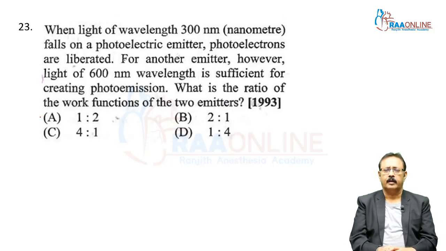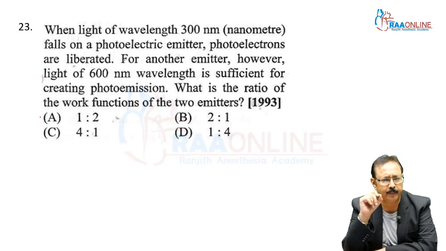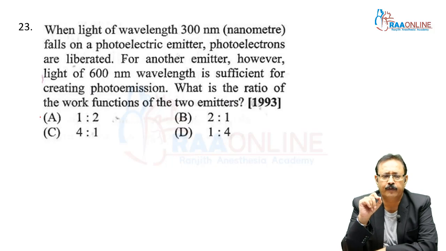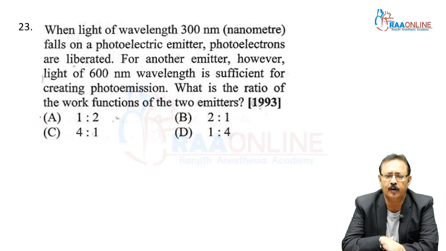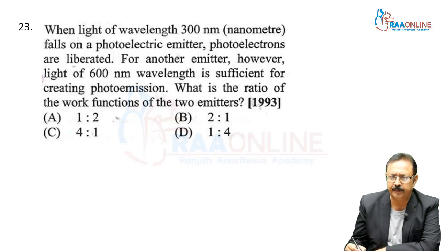23rd, it is from 1993 AIPMT. When light of wavelength 300 nanometer falls on a photoelectric emitter, photoelectrons are liberated. For another emitter, light of 600 nanometer is sufficient for creating photoemission. What is the ratio of the work function of the two emitters? See, if you have two emitters, you know the work function.